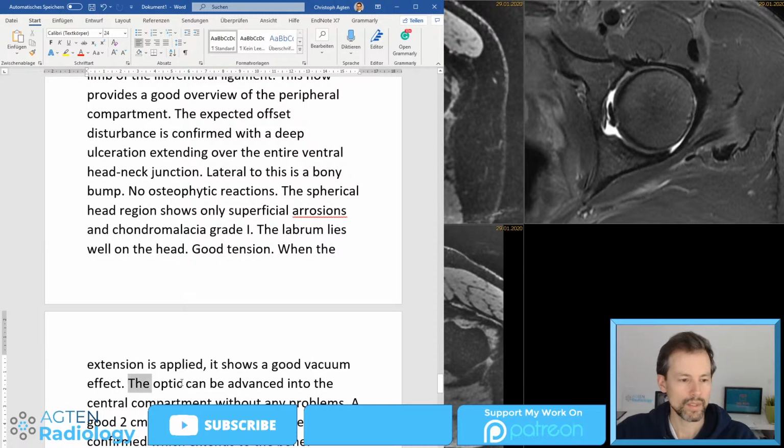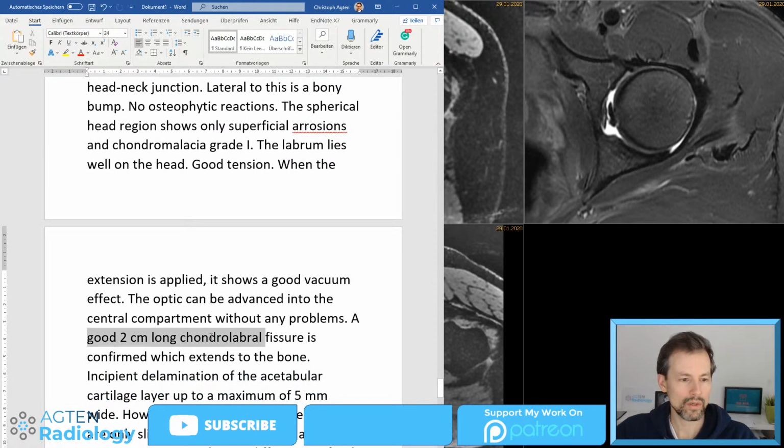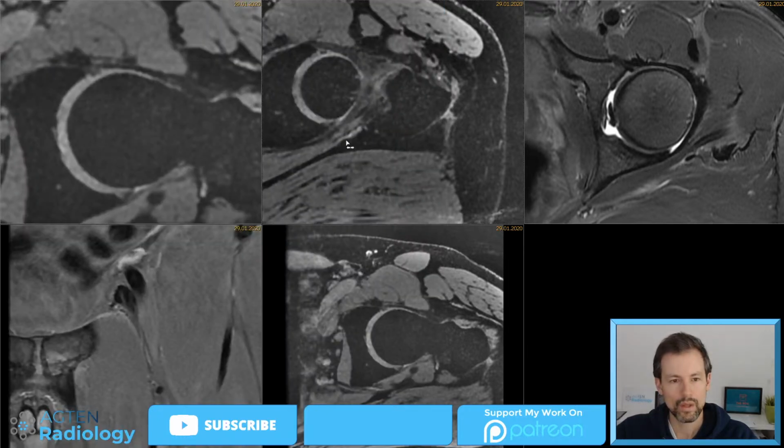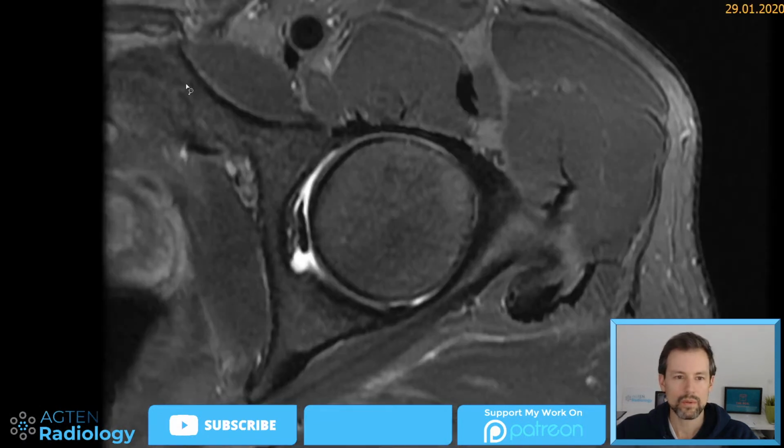Then they just pull the head out, go in with the scope into the central compartment, and then they see a 2 centimeter long chondrolabral fissure. So we should certainly be able to see a 2 centimeter long chondrolabral fissure, which extends to the bone. Incipient delamination of the acetabular cartilage layer up to a maximum of 5 millimeter width. Okay, so this is something we now want to see. Let's see. It's a bit of a strange protocol. Anyways, let's try.